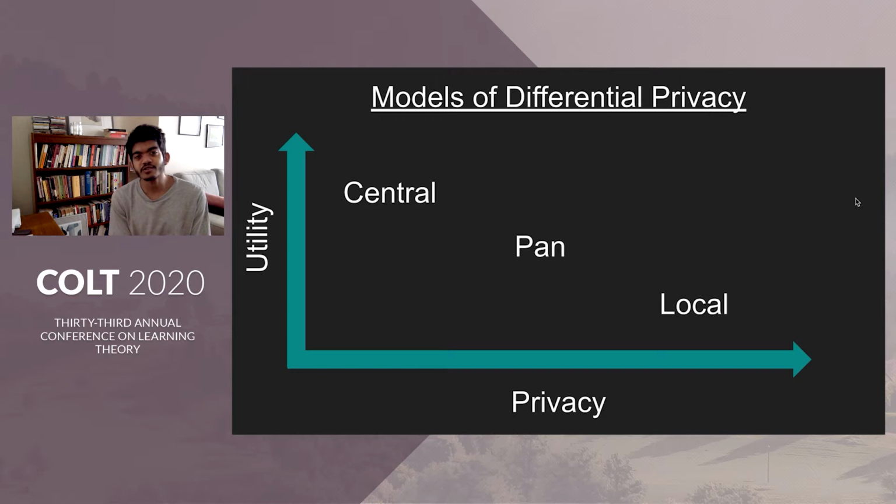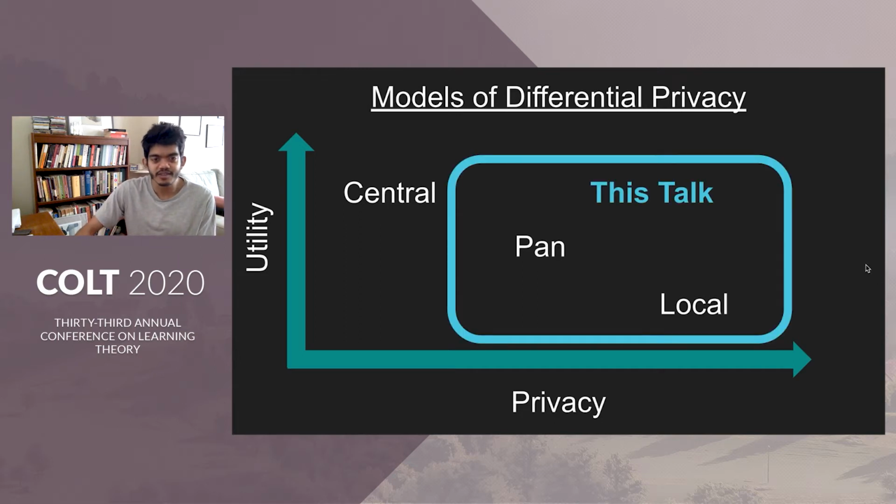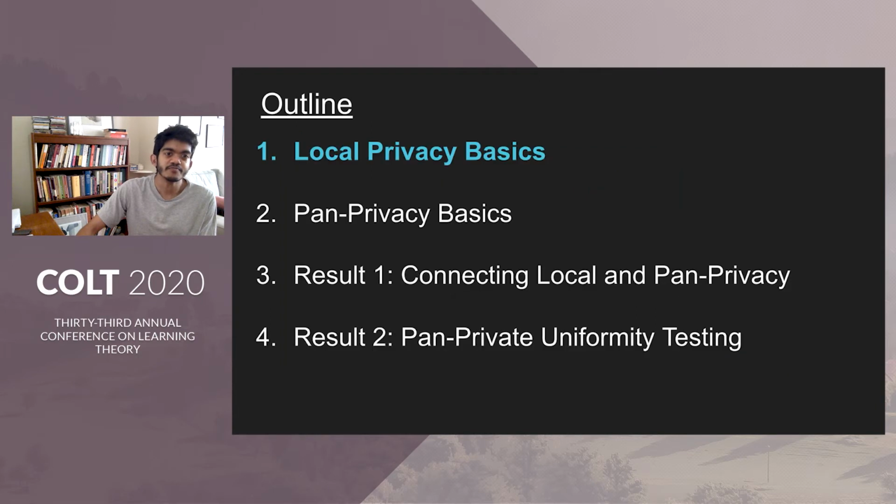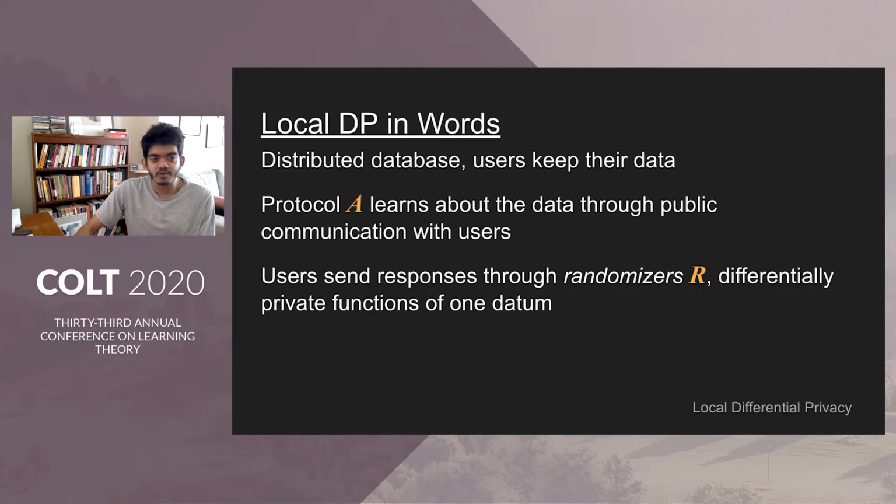So this talk is going to be about pan privacy, and specifically, we're going to argue that it is a model of differential privacy that sits between the central and local models for both privacy and utility. And for this talk, we will mostly focus on the difference between pan and local privacy. So we'll start with some basics of local privacy.